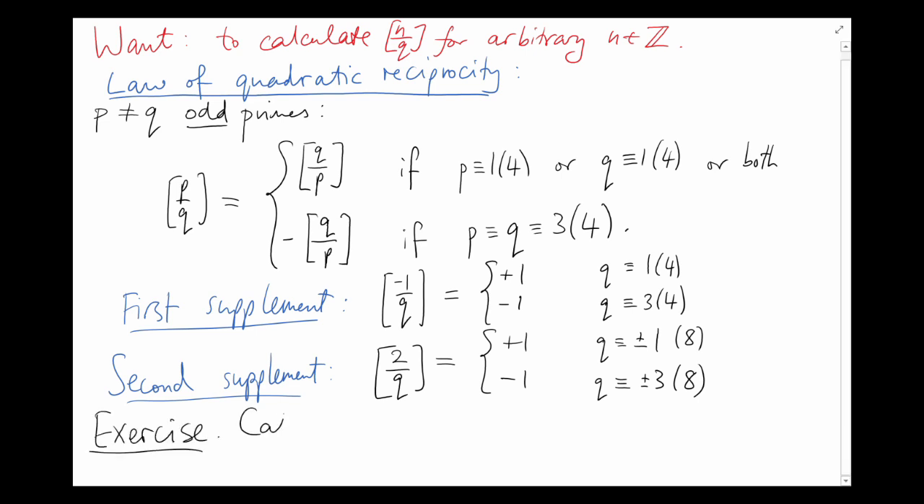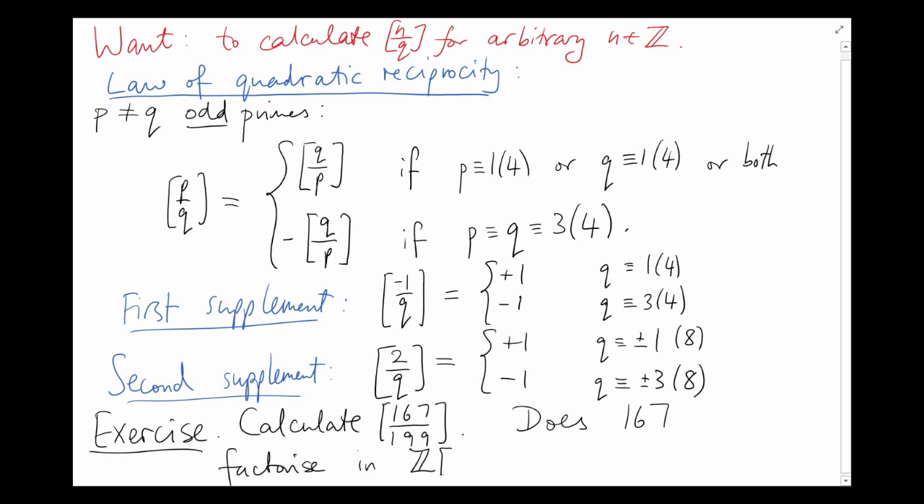So here's an exercise. Calculate the value of the Legendre symbol 167 over 199 using quadratic reciprocity. You should be able to use these rules above to reduce this problem to a much smaller one that you can calculate by hand without writing out all the squares mod 199. Okay. Once you've done that, using this fact, determine whether or not the rational prime 167 factorizes in Z adjoin root 199, which happens to be a unique factorization domain.